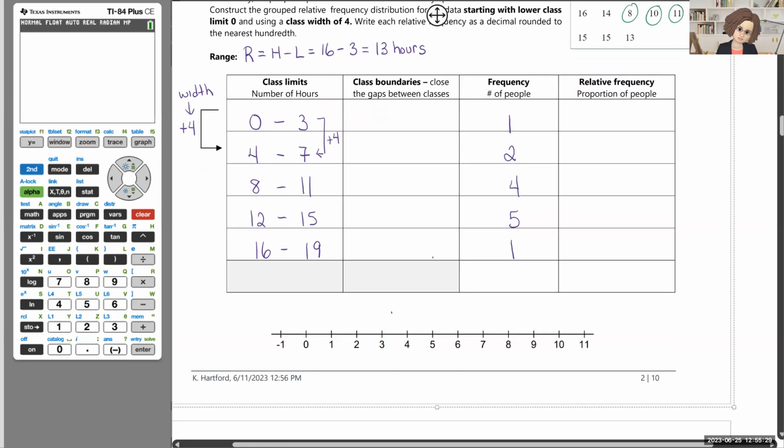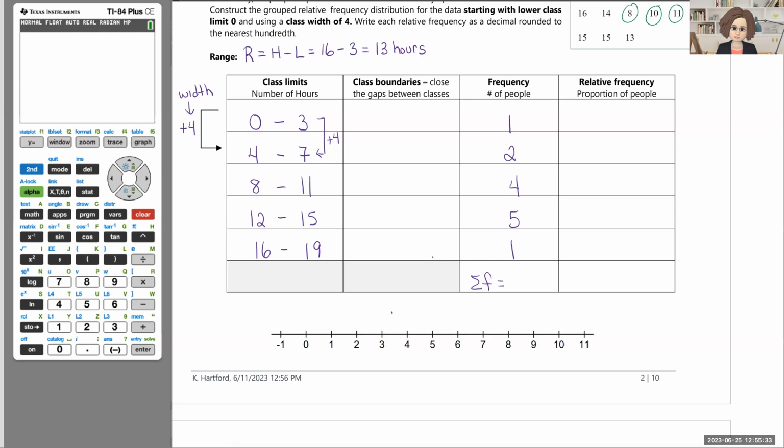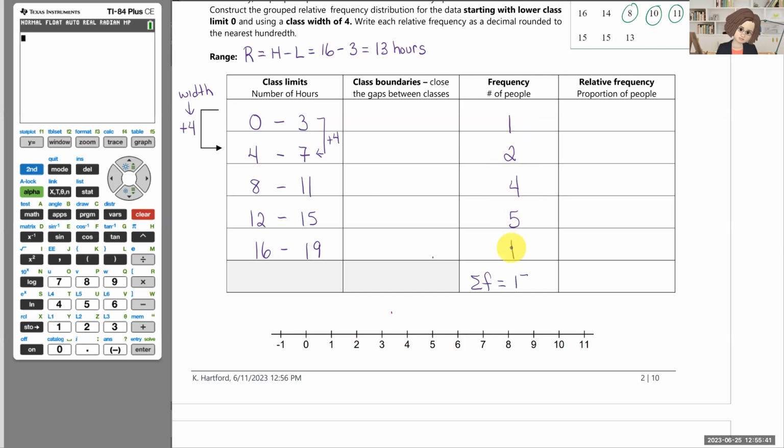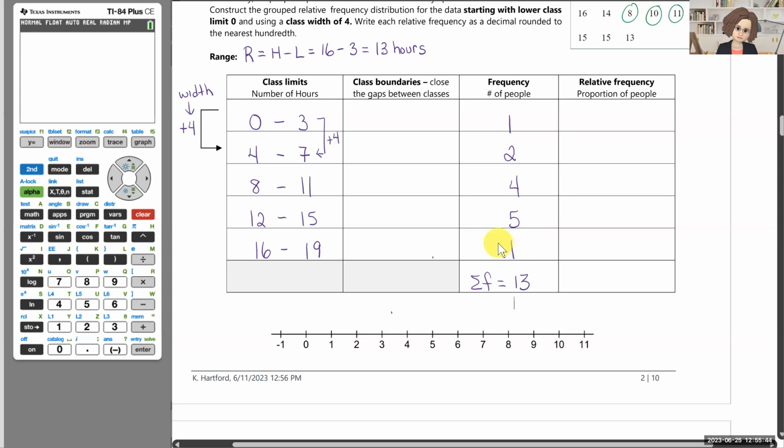I'm just going to add up those frequencies. So capital sigma F. That's supposed to be 13. They said 13 people. So yes, that's 13. So it's just a good check. And that would be called a frequency distribution. So those are our groups. So grouped frequency distribution. All right, I'll get to relative frequency in a moment, but let's go back to boundaries.